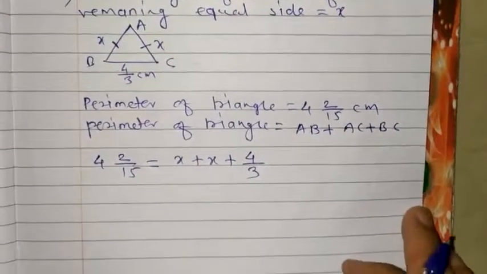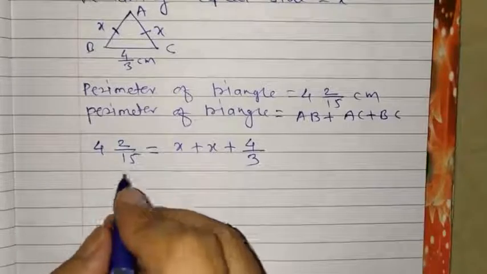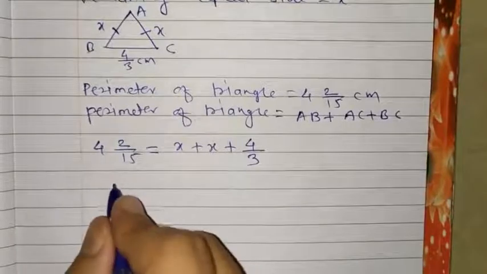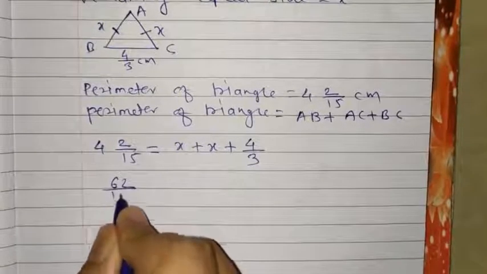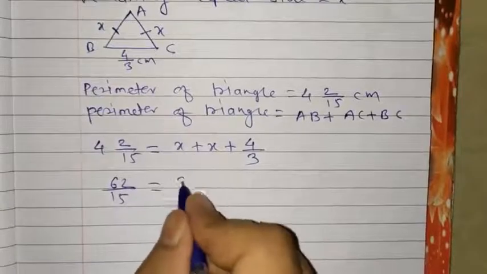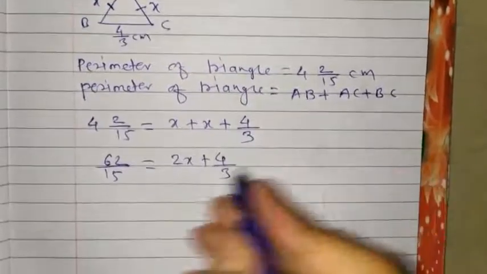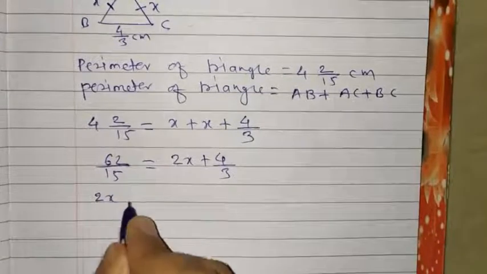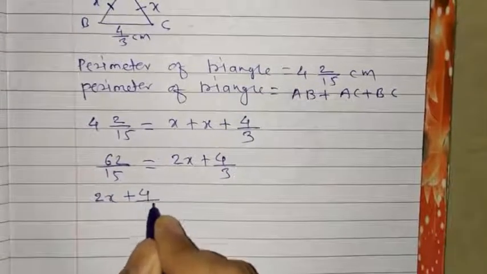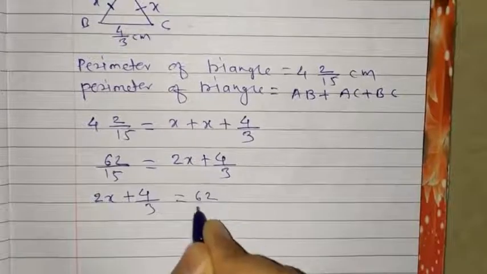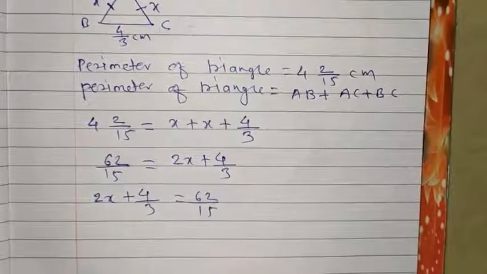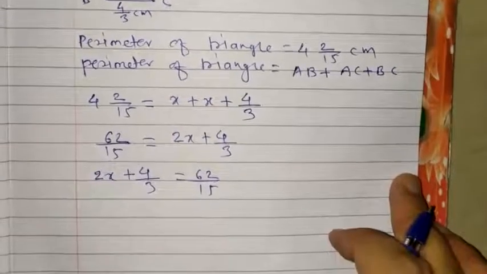So we form the equation. It's time to calculate. 15 into 4, 60. 60 plus 2, 62/15. Here it is 2x plus 4/3. We change the side, so the calculation will be easy, because generally we want the variable on the left hand side.